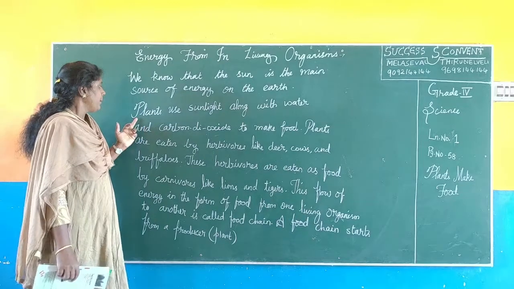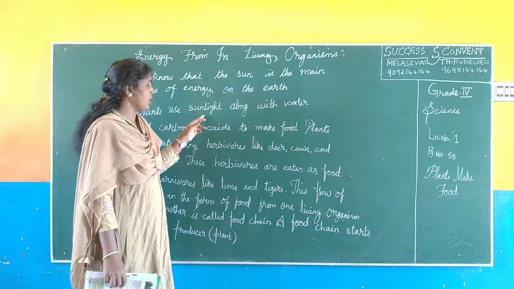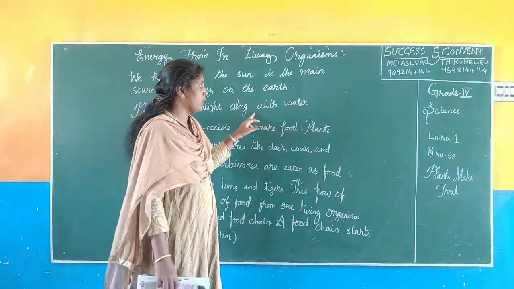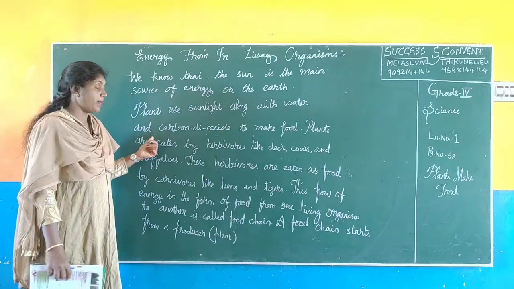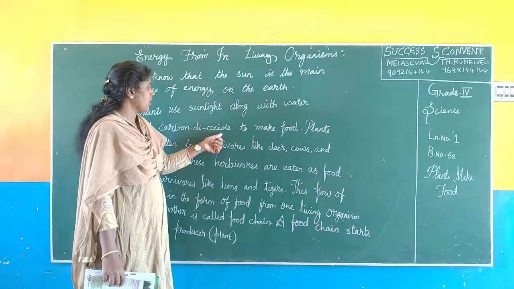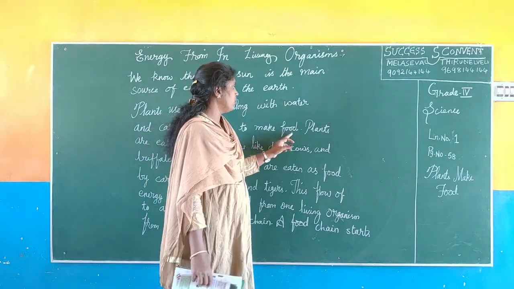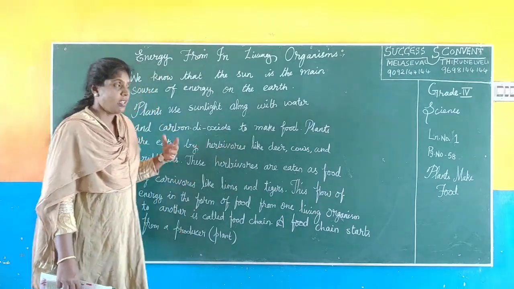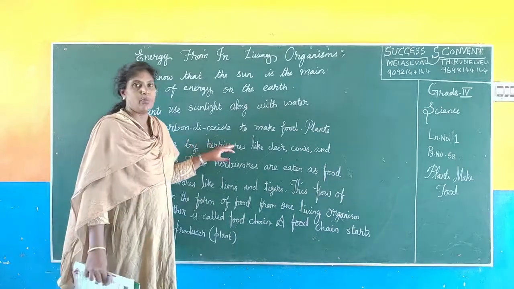Next, plants. P-L-A-N-T-S, plants, use sunlight along with water and carbon dioxide to make food. Plants use sunlight along with water. Plants use sunlight along with water and carbon dioxide to make food.